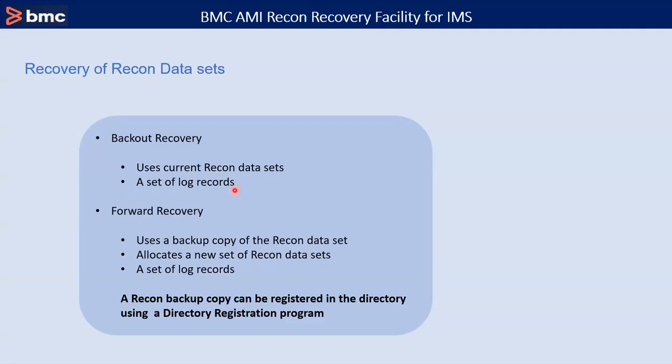So it's pretty straightforward. It starts with the current recon and applies the log records backward up to the recovery time. Also, you can do a forward recovery. The forward recovery uses a backup copy of the recon dataset. It allocates a new recon dataset, basically copies the backup copy onto it, and then it applies a set of log records onto the newly allocated recon dataset.